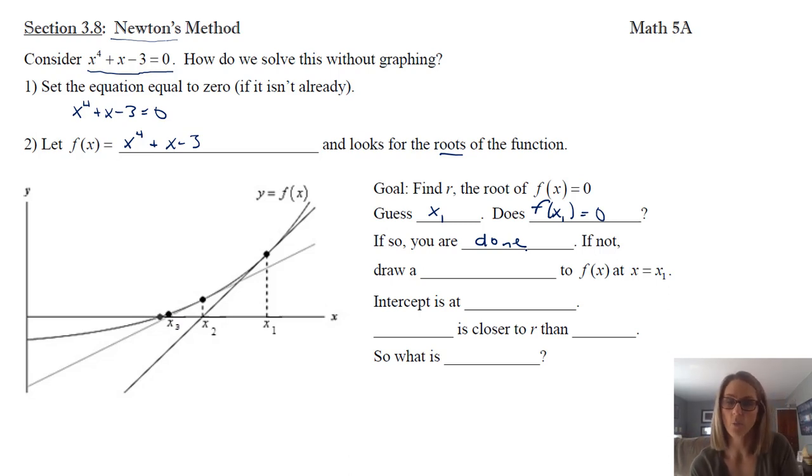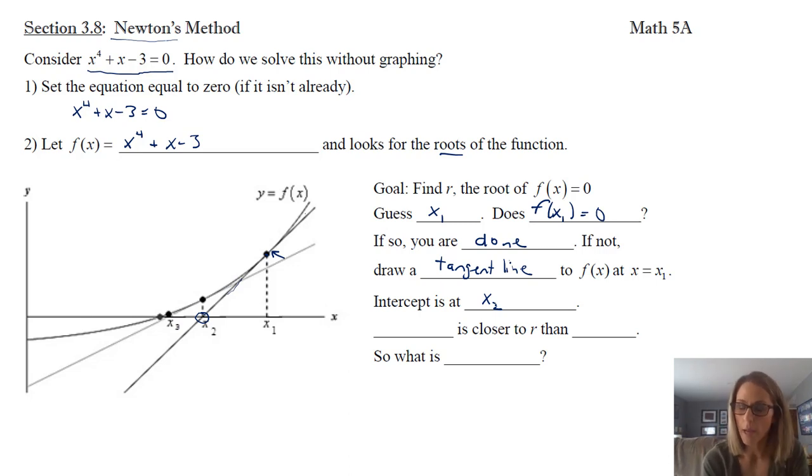So if not, what we do is, here's the calculus part, we draw a tangent line to the function at that value x sub 1. So notice that is on our graph here, that is this line right here. So this is the point, and you can see the tangent line that's created by doing the tangent line at x sub 1. Notice that as that line comes down, it now intercepts the graph, that line, at what we're going to call x sub 2. So intercept is at x sub 2.